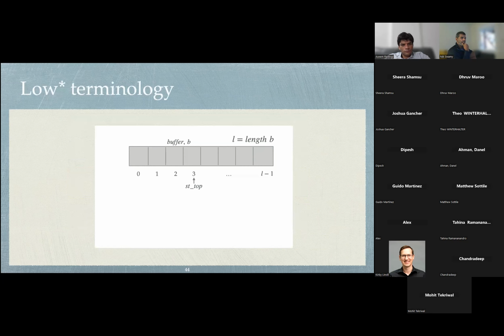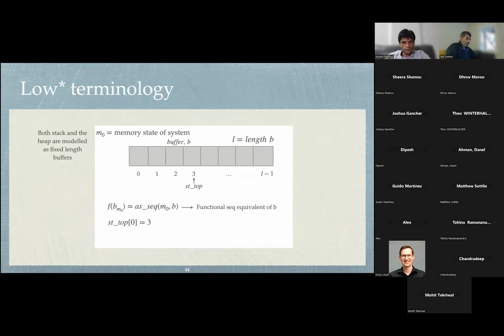Now, this is Low* terminology for those who don't know about Low*. This is a fixed length buffer. M0 is the memory state of the system. I represent a functional f of b of M0, meaning the sequence version of buffer, the functional version, that's the seq version of b in M0. And st top of 0 is used to store the top of the stack. In this case, it is stored as 3. And SL-ST-M0 is the slice portion, the portion of the stack from 0 to stack top, because we need to pre-allocate fixed length buffers, so it can grow and shrink accordingly.